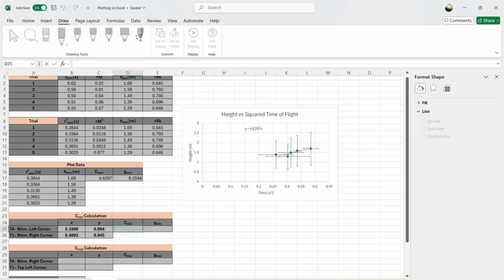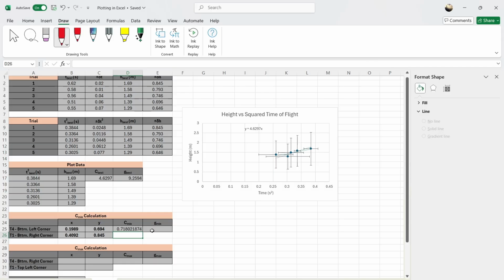So just like in the last video, you're using your point slope formula to get the slope. So y2 minus y1 divided by x2 minus x1 gives you the slope. In our case, that slope is our proportionality constant, c, and we're getting our c minimum. So let's go on ahead and, just like last time with the order of operations, do y2 minus y1 divided by x2 minus x1. And there is our c minimum value.